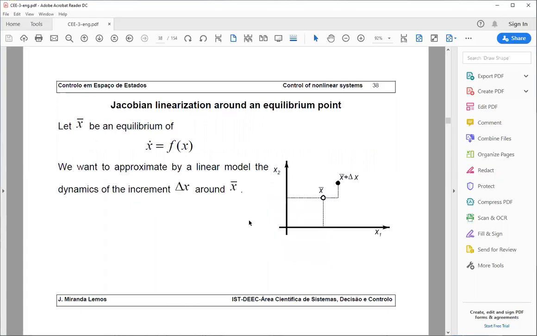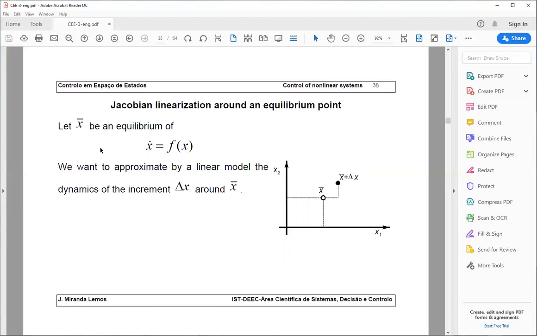So consider an equilibrium point of the dynamic system x dot equal to f of x. I'm assuming that f is a vector field which is smooth enough so that the state model is well behaved. So the solution is unique once you specify the initial condition. There are no chaos phenomena, and there is no sensitivity to initial conditions.